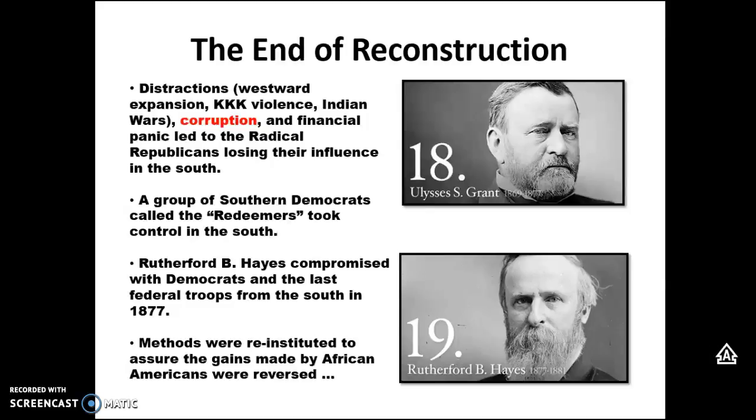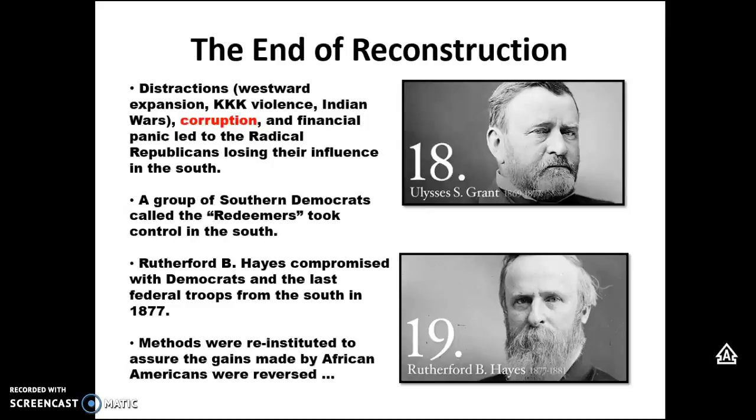Rutherford B. Hayes compromised with Democrats and removed the last federal troops from the South in 1877. Methods were reinstated to ensure the gains made by African Americans were reversed. So some will argue that Reconstruction actually was a failure because it was a compromise with Hayes and Tilden. Hayes was like, if y'all let me become president, I will remove all federal troops out of the South and bring them back up north.